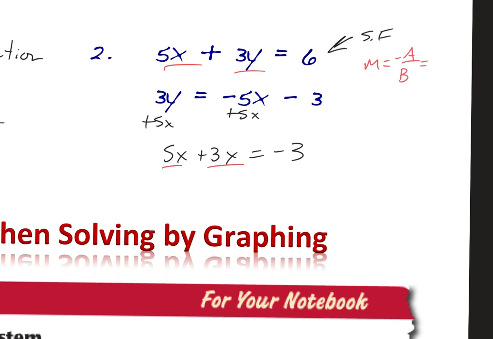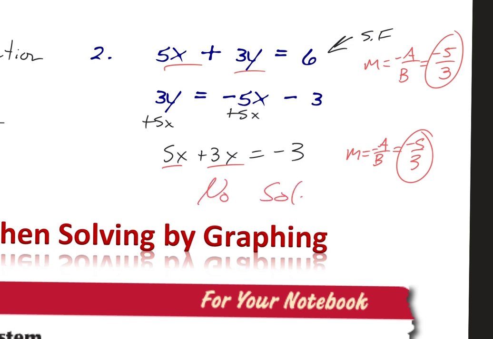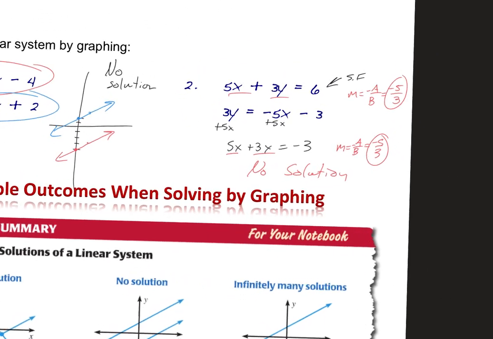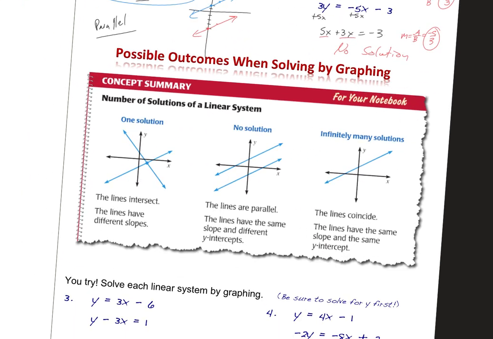So -a would be -5 over b is 3. And down here, also -a over b, it'd be -5 over 3. They have the same slope. So what do we know? We know there's going to be no solution because these will end up being parallel lines, just like it was in number 1. They're lines that will go on and on forever and never touch. So we can just know that if they have the same slope, they're always going to be no solution.